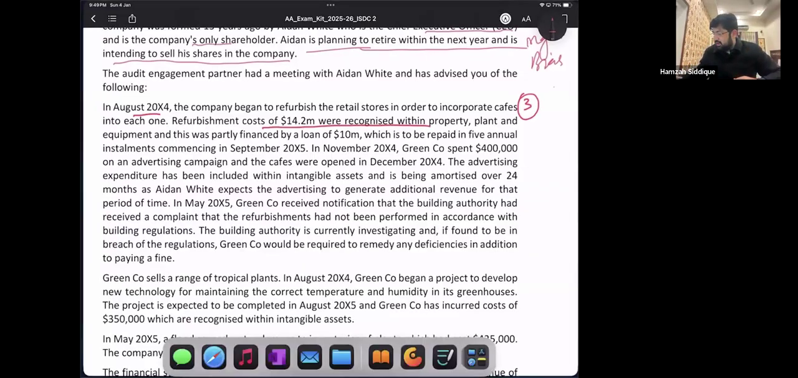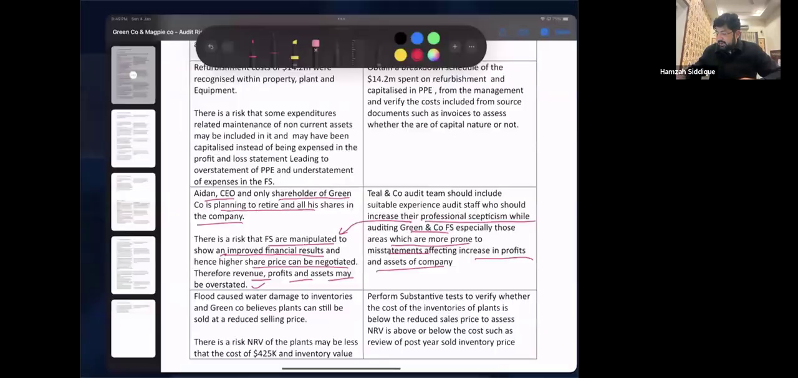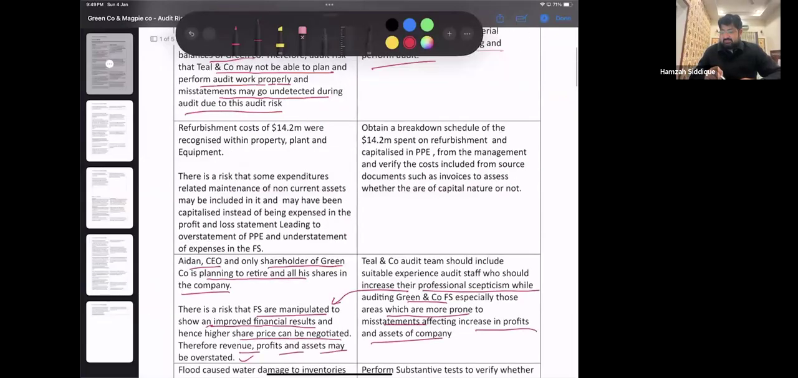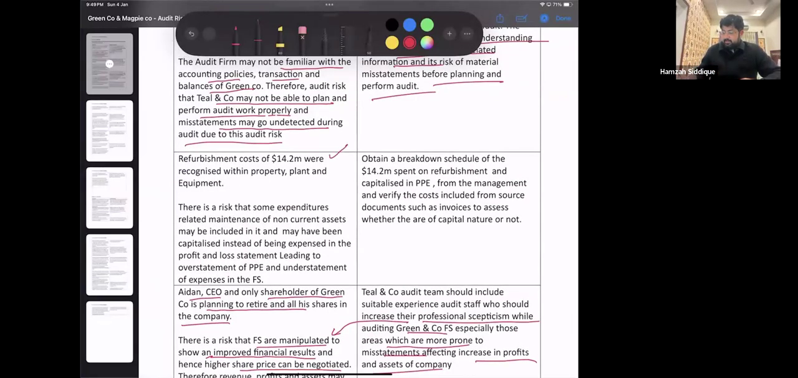So come here to the answer, IRI. Here it is. Refurbishment costs. Issue, I. What is the risk? Some expenditure may be of maintenance and may have been capitalized. Risk and impact leading to overstatement of property, plant, equipment, and understatement of expenses in financial statements.